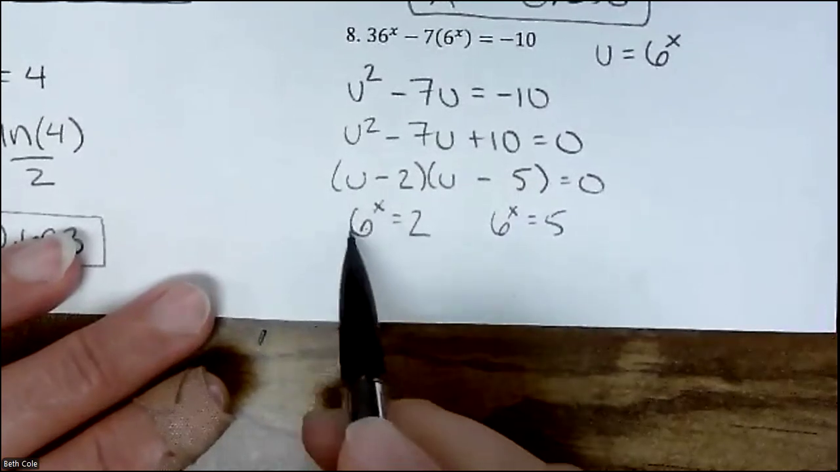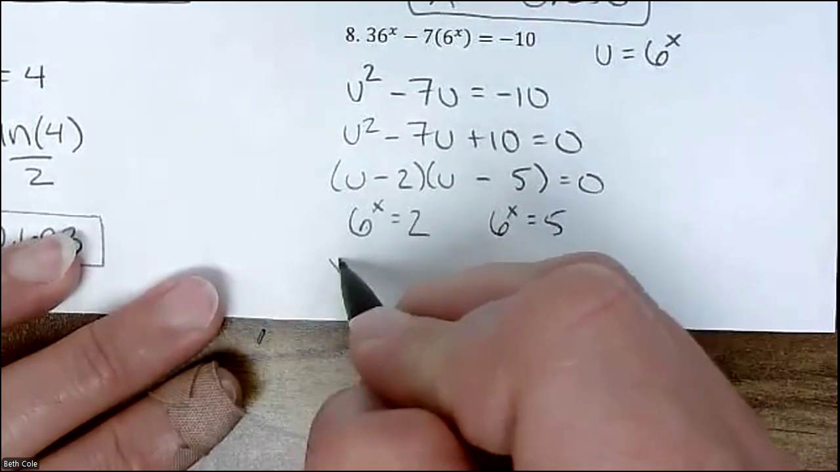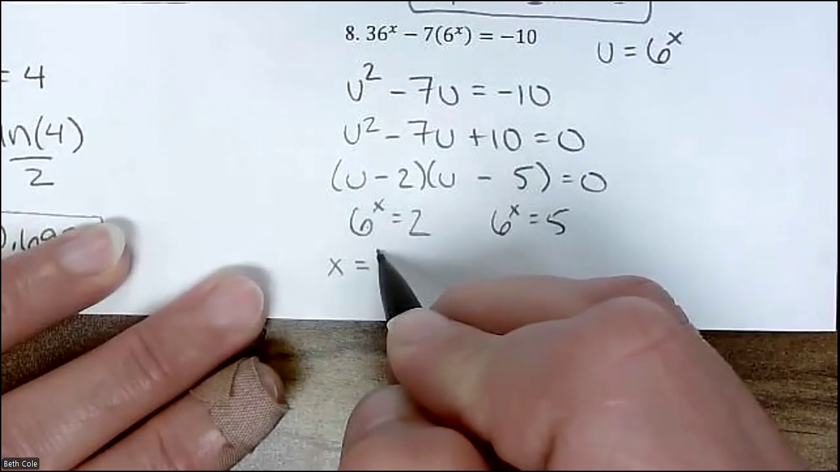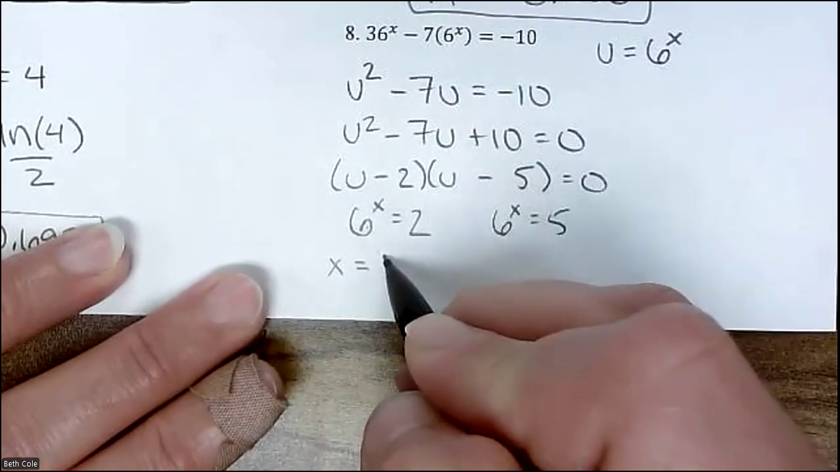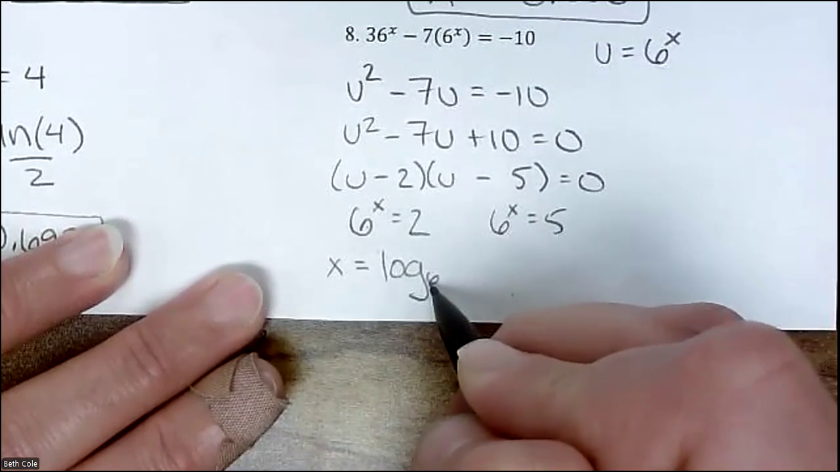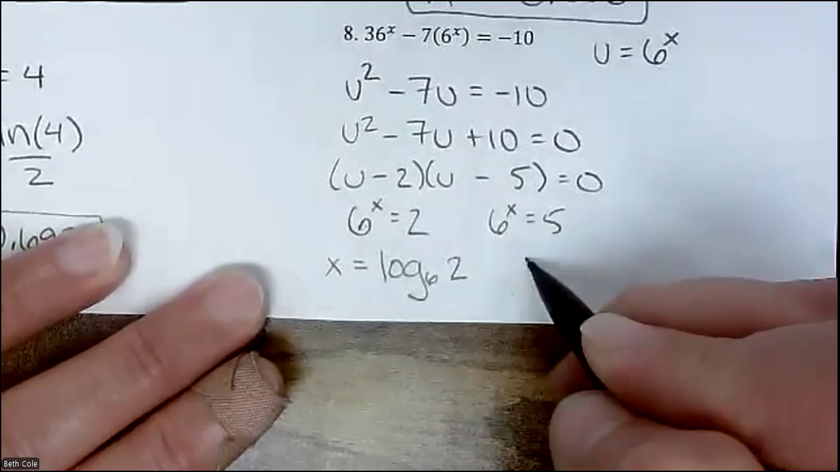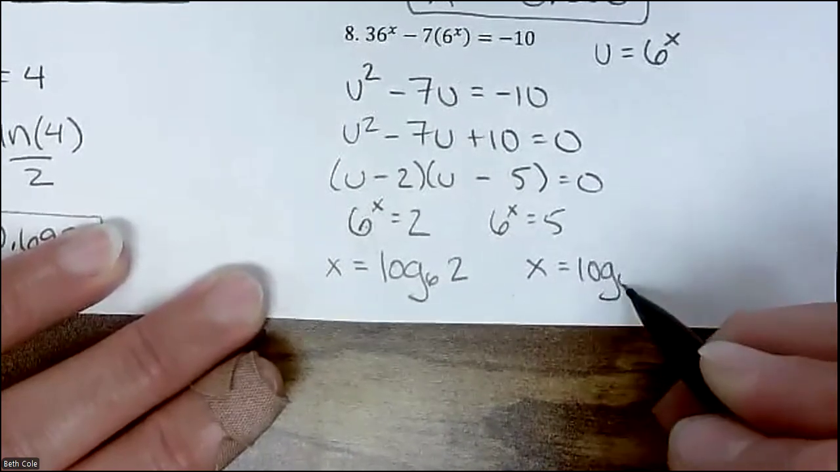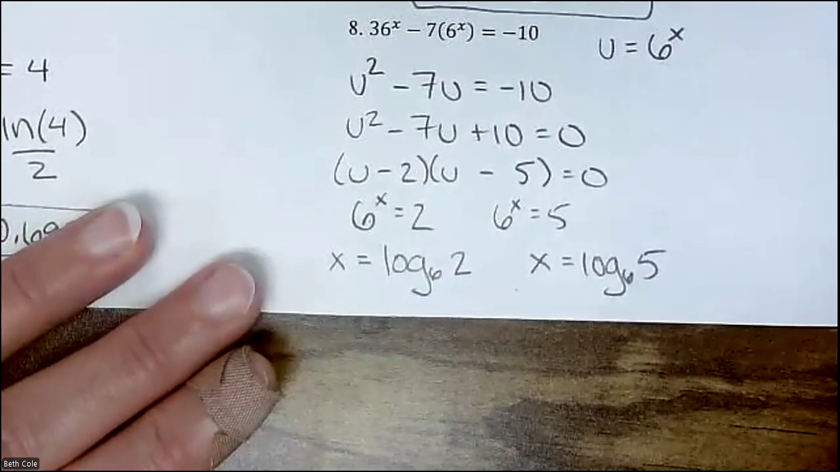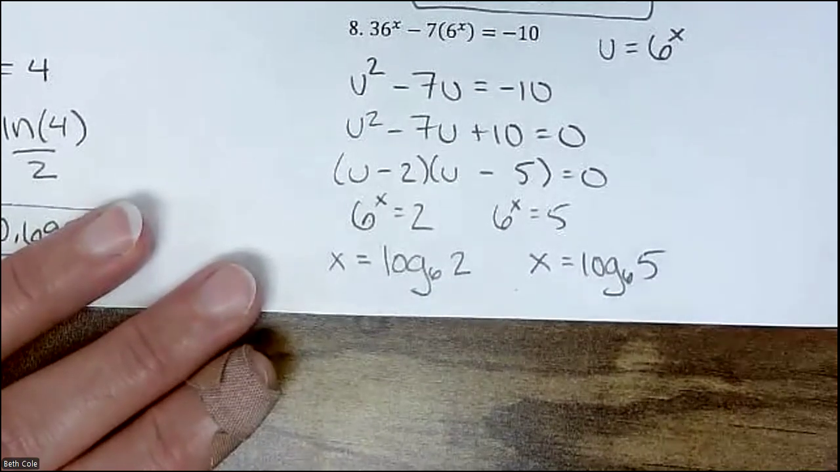How do you cancel out the 6? So how would I write it? Yeah, log base 6, 2. Good. And then this one would be log base 6, 5. And then you would put those in the calculator.